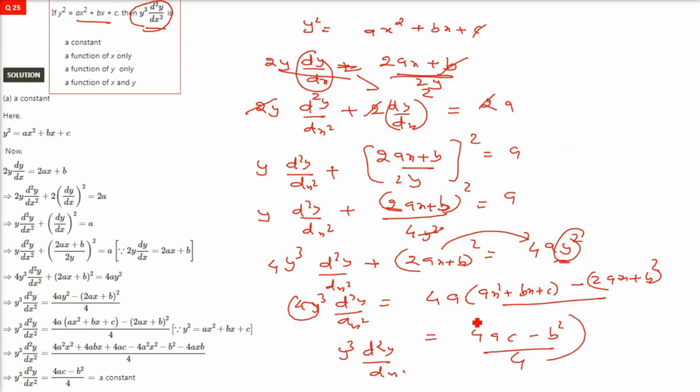This is all constant. There is no x and y. So this is a constant term. What is the option we got? The first option is a constant, and that is going to be your answer.